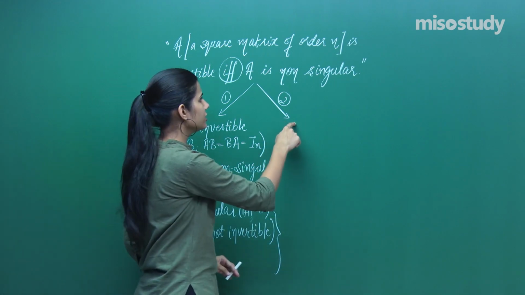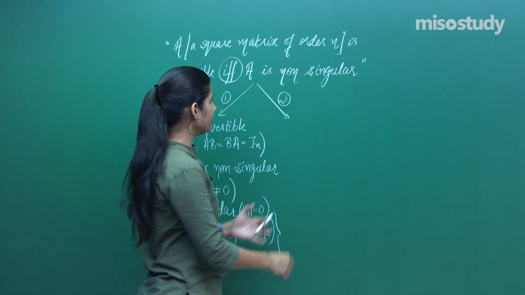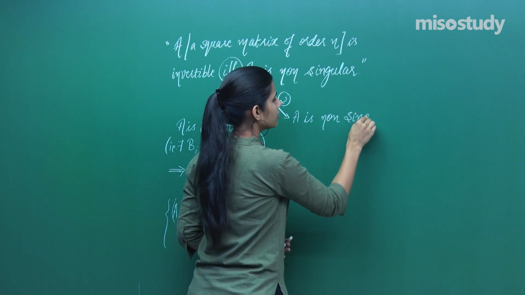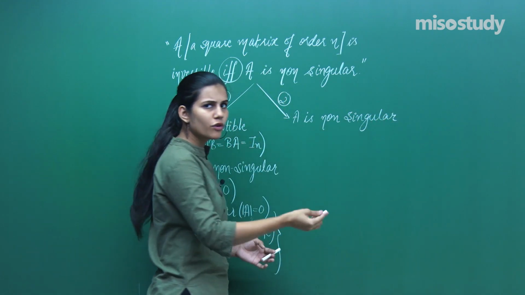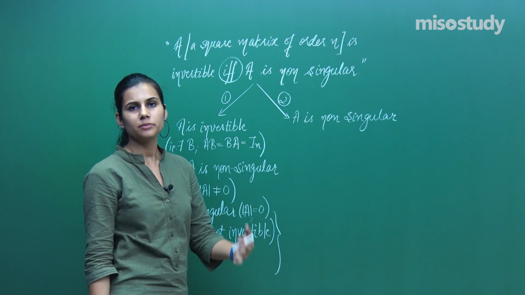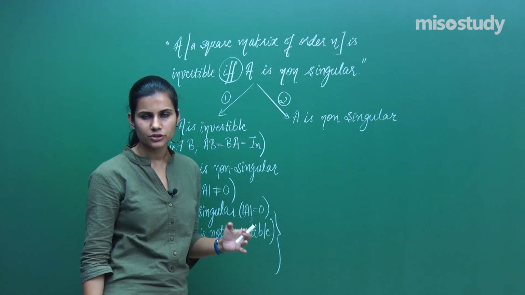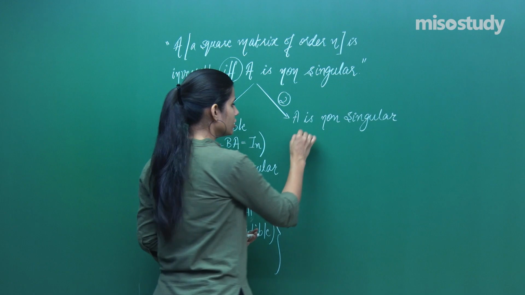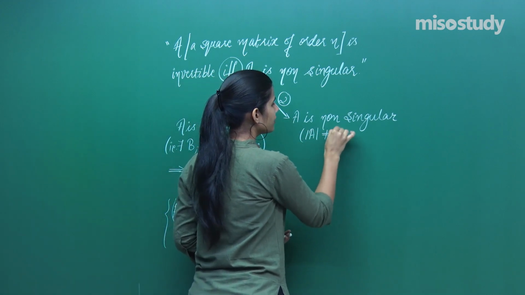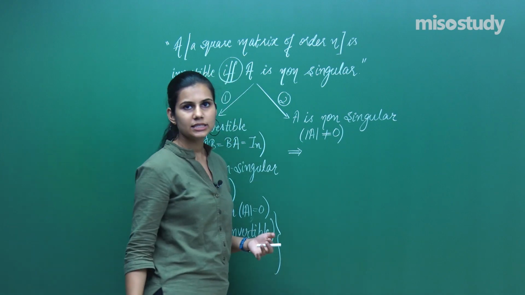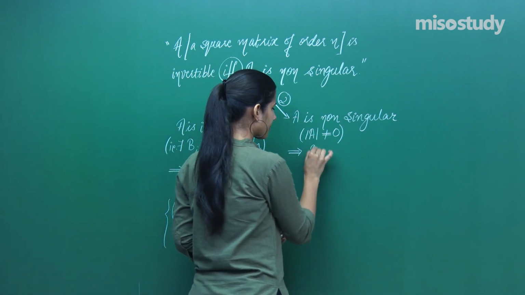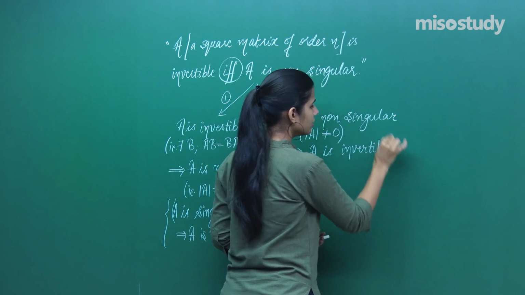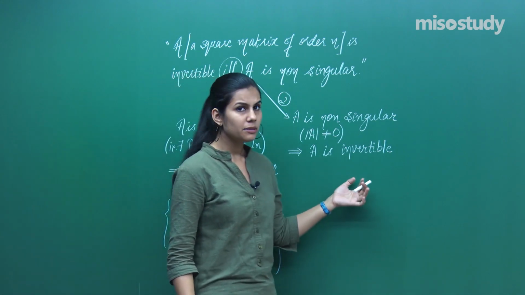The other conclusion derived from this statement is the converse part, that A is non-singular. Suppose you have a square matrix of order 2 or of order 3 whose determinant is not equal to 0. That means when you have computed its determinant by the approaches that we know, it does not come out to be 0, it comes out to be a non-zero quantity. So if you have a square matrix of order n such that the determinant of A is not equal to 0, this definitely means that A is invertible.